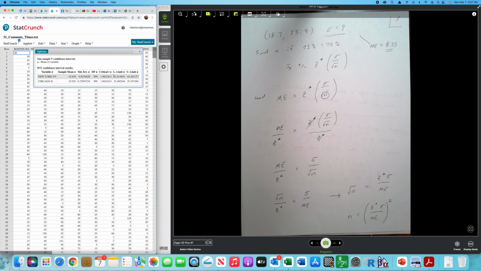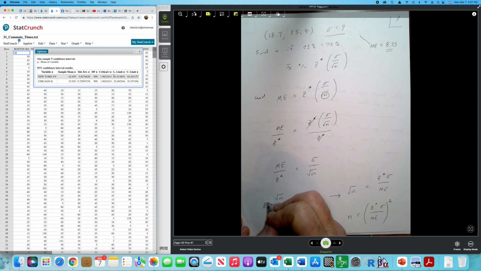When I get to here, what I want to do is isolate the square root of n term. So I'm going to multiply both sides by z critical. So when I do that, I get the square root of n equals my z critical times sigma over the margin of error. Then I'm going to square both sides to get rid of the square root sign.